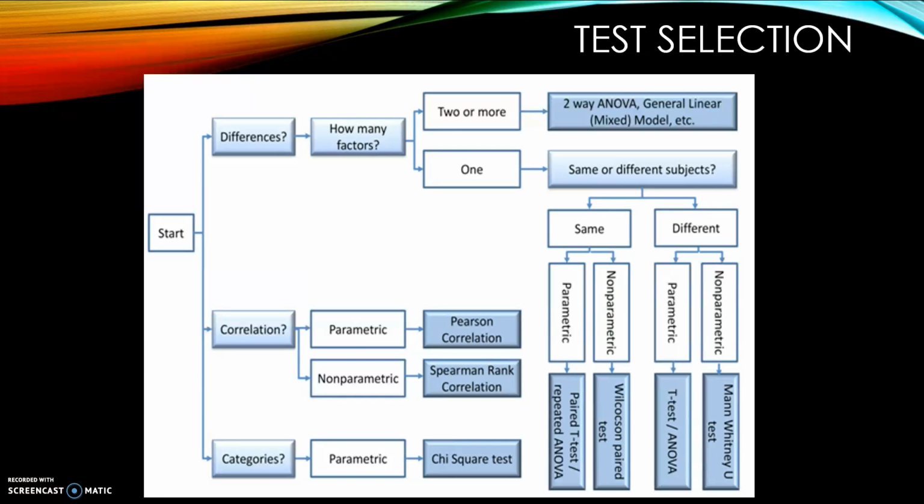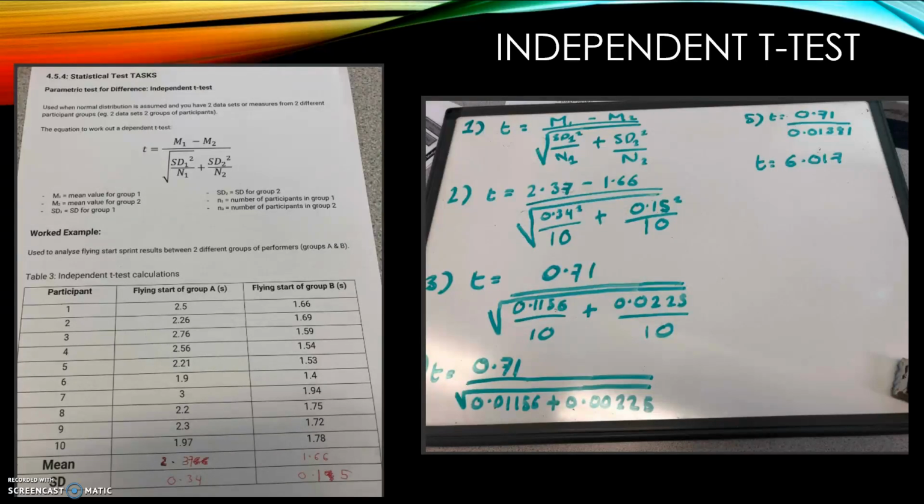So you go down the route of the one factor, and then if you're doing that on the same participants or subjects, so the same group of people, you test them before and then give them caffeine and then test them after. So that's the same participants, and then you go down the same route, and then depending on whether your data is parametric or non-parametric, which is where it's normally distributed. If data is not normally distributed, then you use a non-parametric test, and if it's normally distributed, you can use a parametric test. So here it shows you the independent t-test.